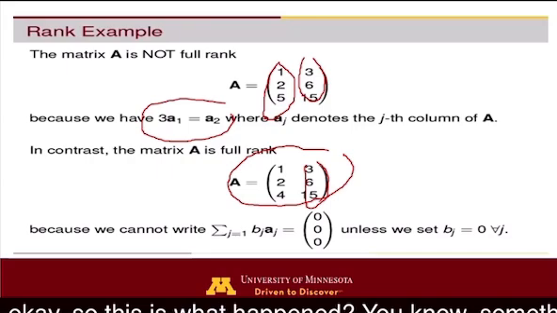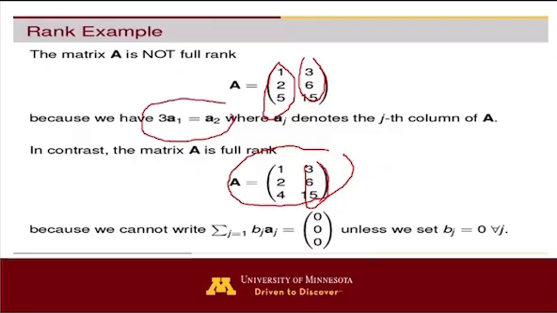So this is what happened. Something may not be a full rank in general, but it could specifically be a full row rank or a full column rank. Does that make sense? So it's possible. Now I'm moving on.